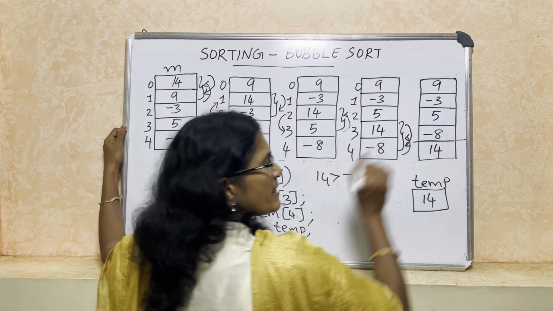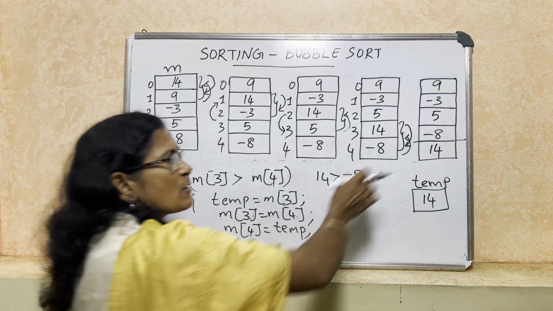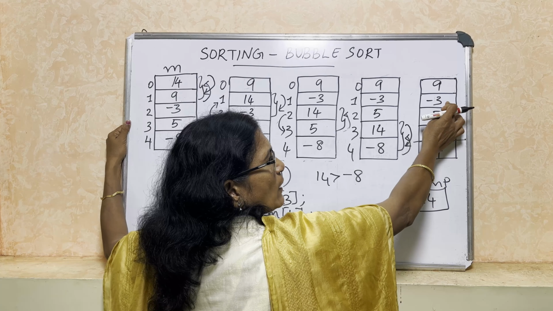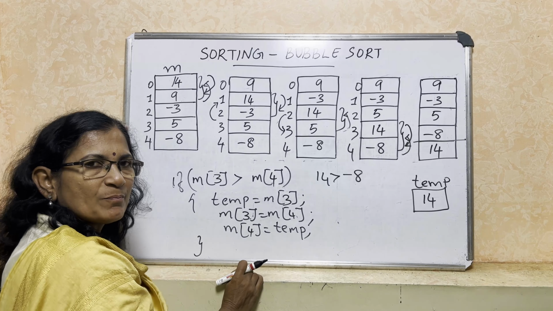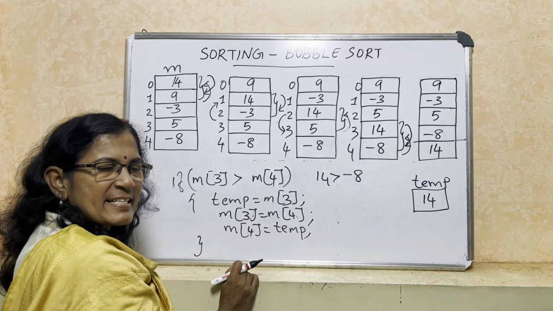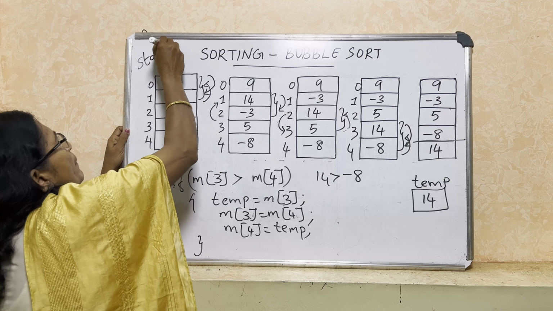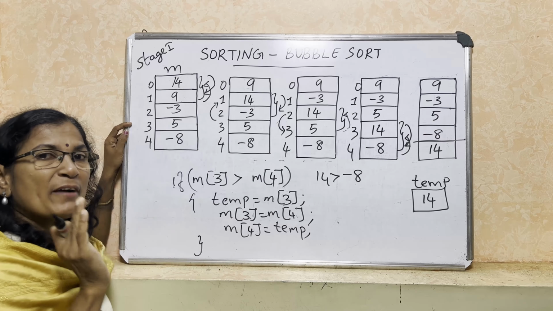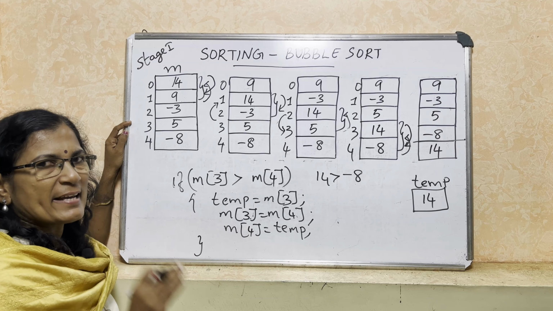So now 14 is in its correct position. Still the array is not sorted. Other values are not rearranged in the ascending order. 9, minus 3. Minus 3 is smaller than 9. 5 is smaller than 9. Minus 8 is the smallest value. So now we have to rearrange the remaining 4 elements of the array in the ascending order. Let us consider this as stage 1. Stage 1 of comparison. At stage 1, we have done 4 comparisons. There are 5 elements in the array. Number of elements is 5 and we have done 4 comparisons.